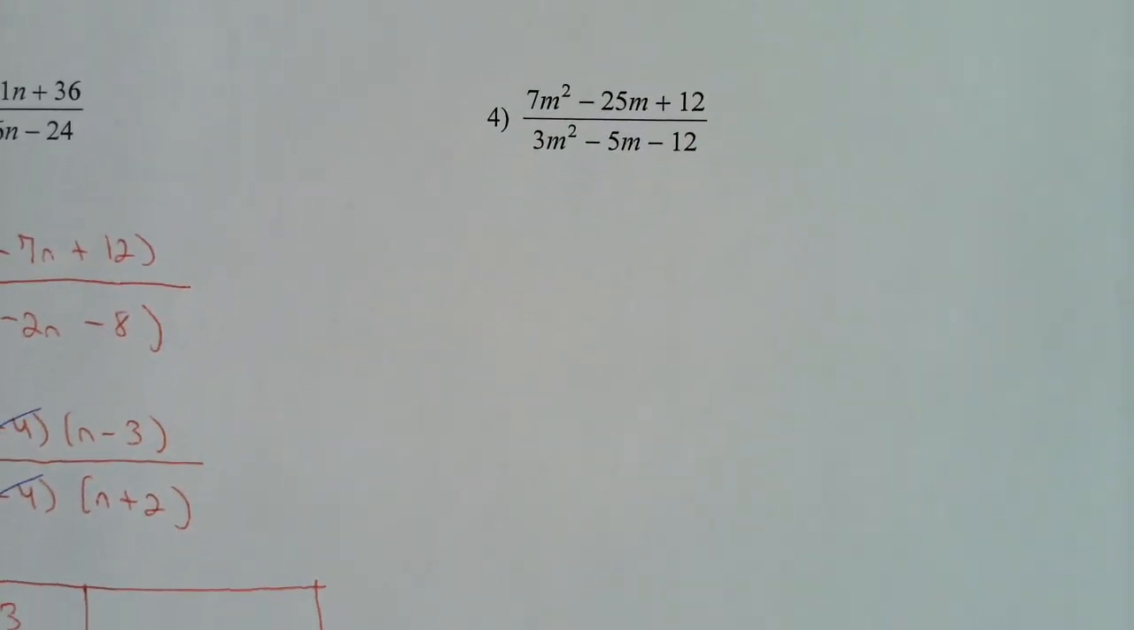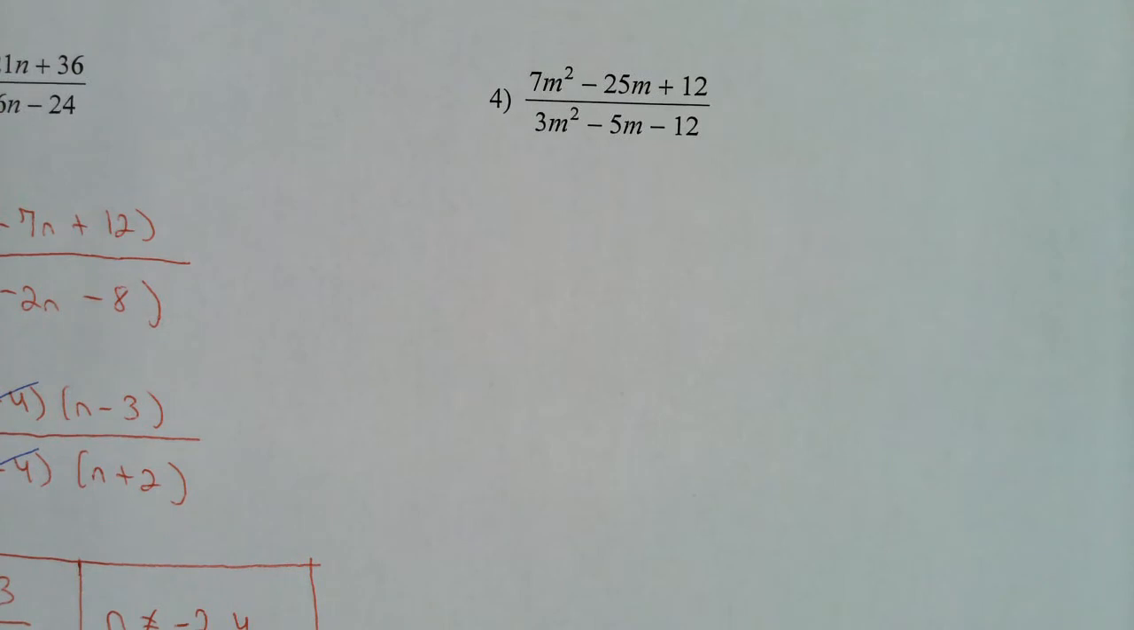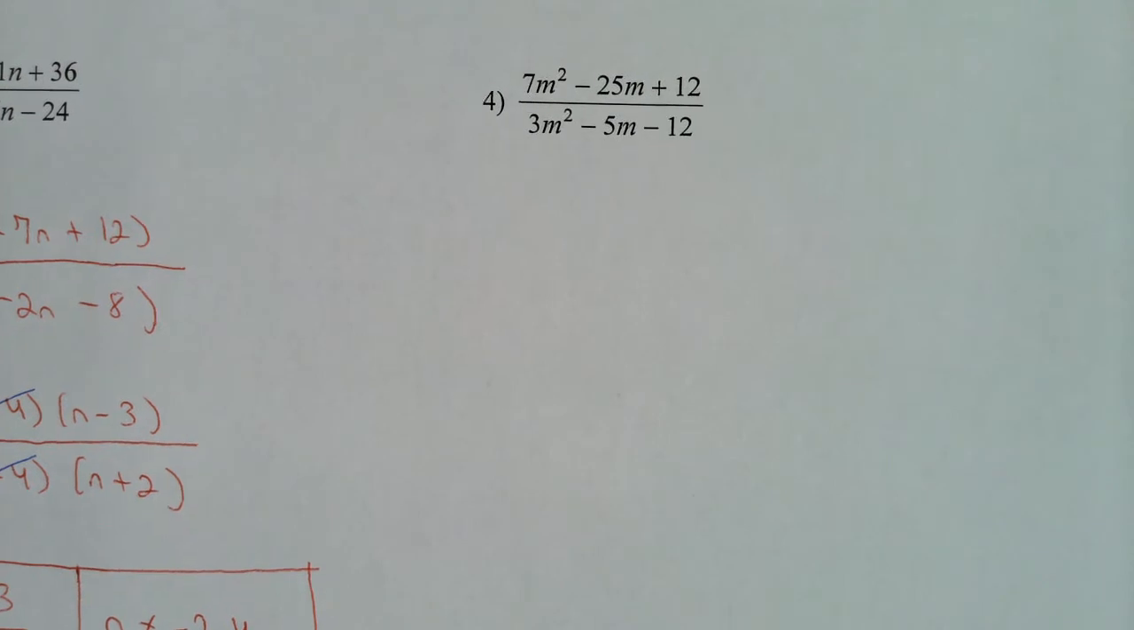This next one's going to be more difficult because there's no GCF, and it's not 1m squared. If it was 1m squared, it'd be easy to factor, but this one is not, so this is a hard one to factor. Both the numerator and denominator are going to be hard to factor. Okay, so I'm going to do this one on a separate piece of paper so there's more room.